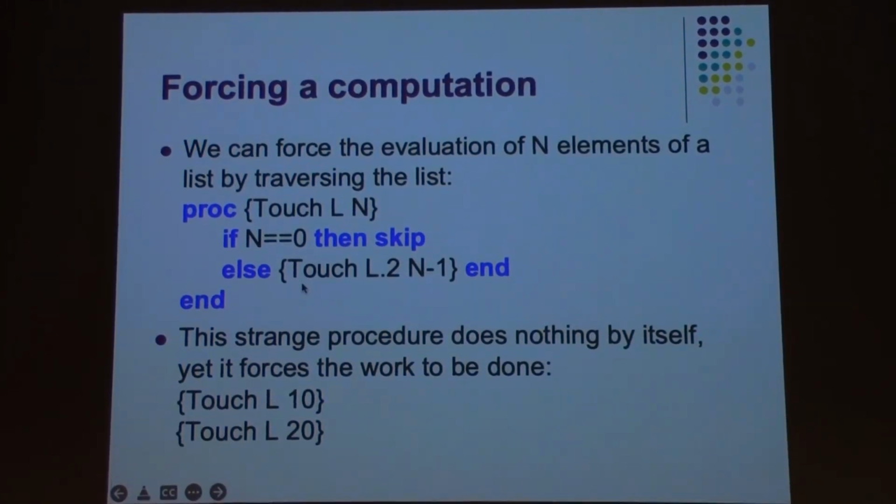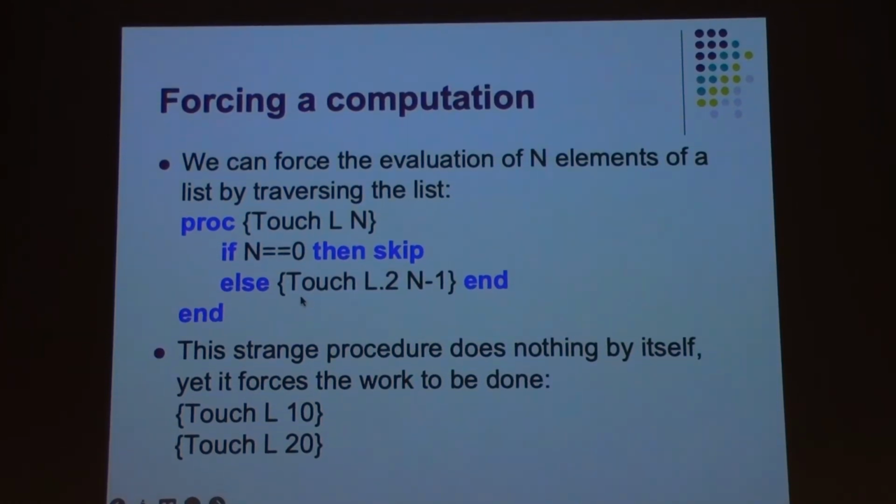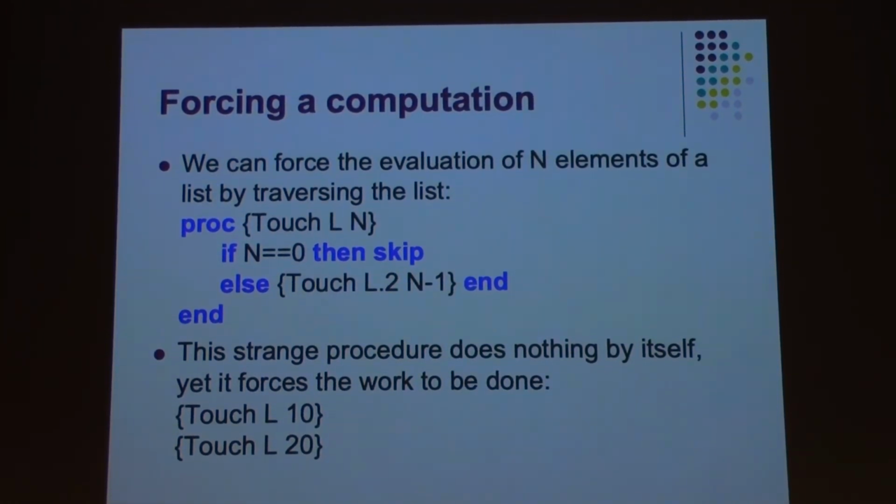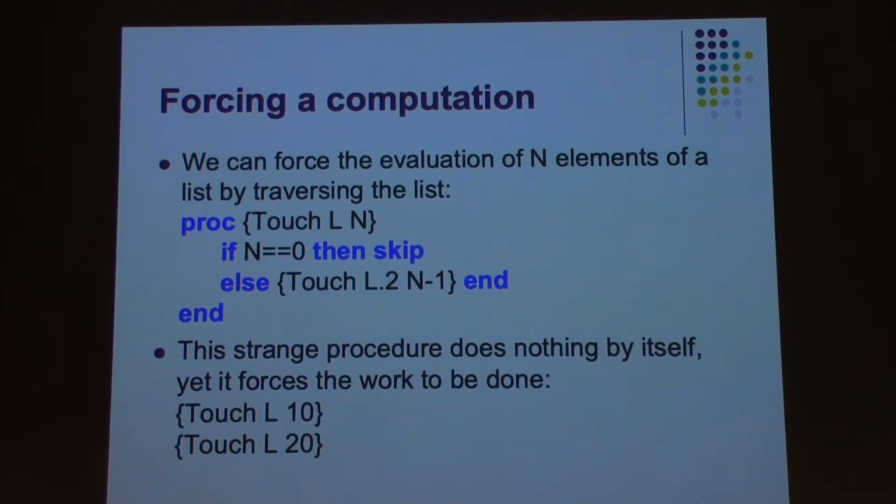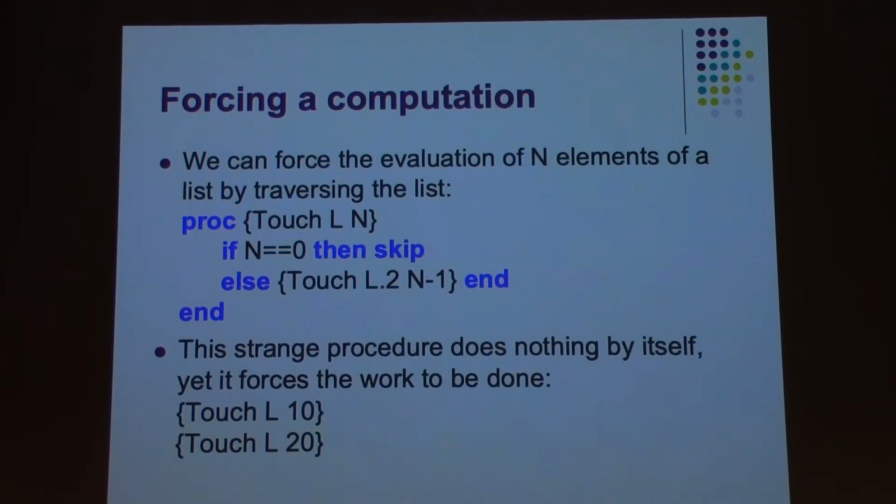So all it does is traverse the list. It doesn't do anything. It just goes down the list. But this forces the evaluation. See how lazy is funny? It's a funny way. So if I want 10 elements, I have to do touch L 10. Or touch L 20.